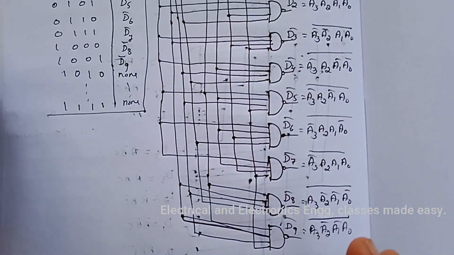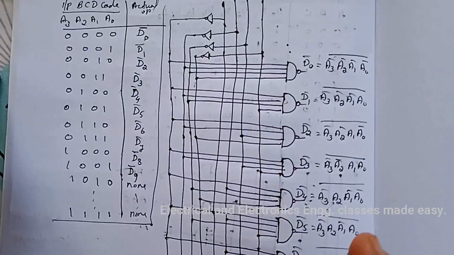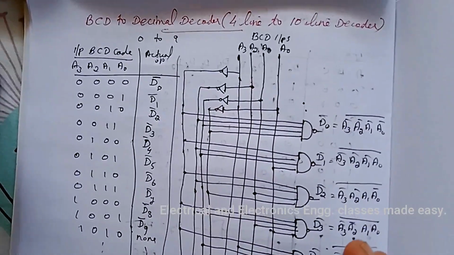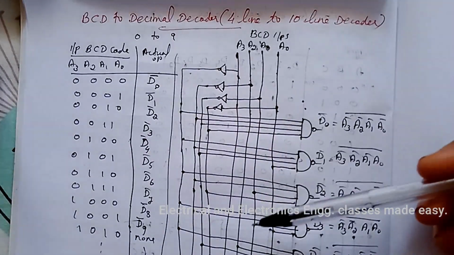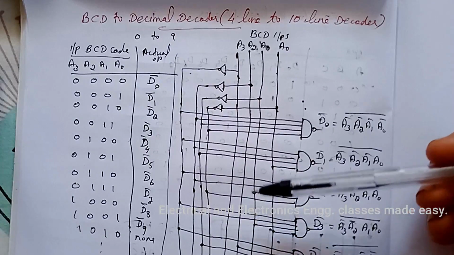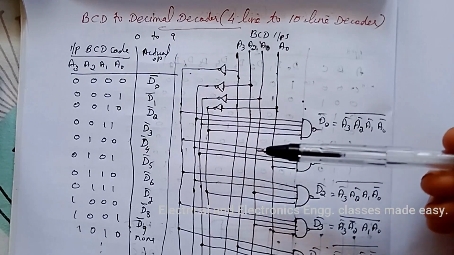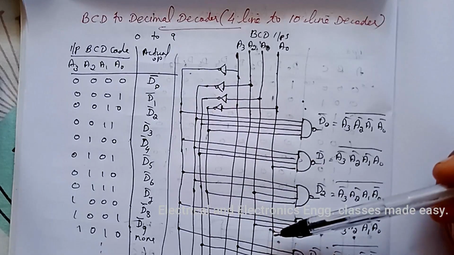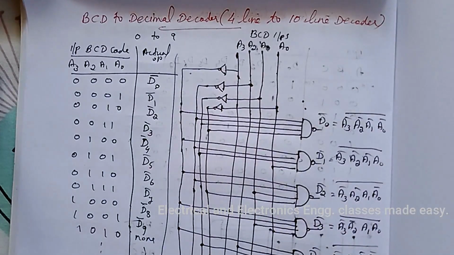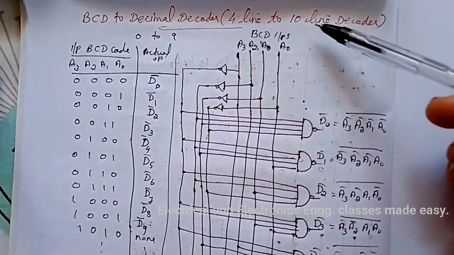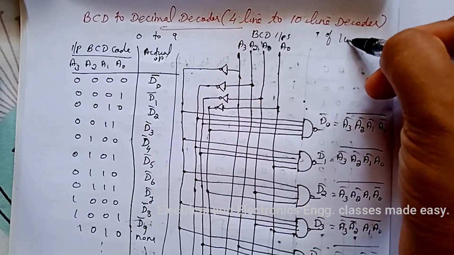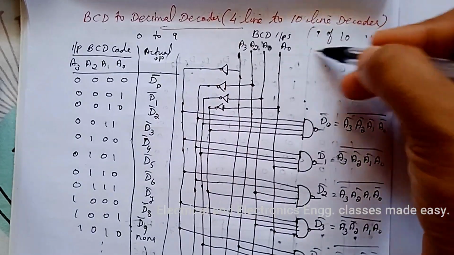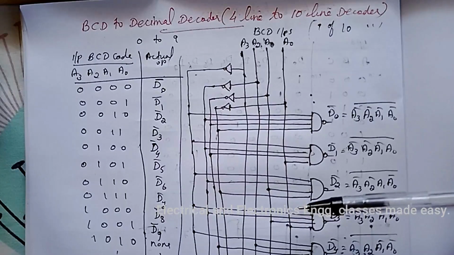So like this we have to draw the logic diagram for the BCD to decimal decoder or 4-line to 10-line decoder. Here, for the input combinations that are invalid for BCD, none of the outputs will be activated, and it can be termed as a 4-line to 10-line decoder or 1 of 10 decoder.